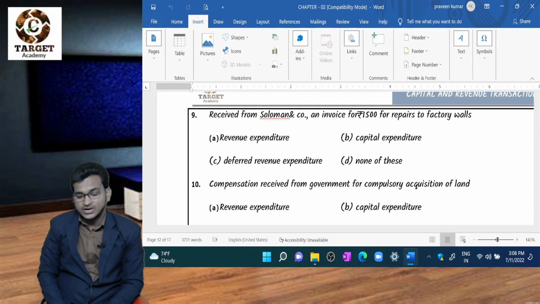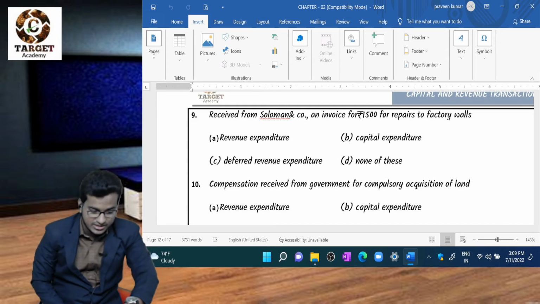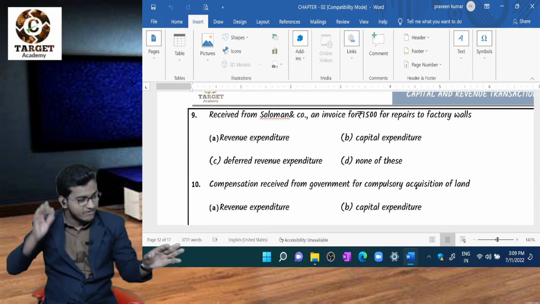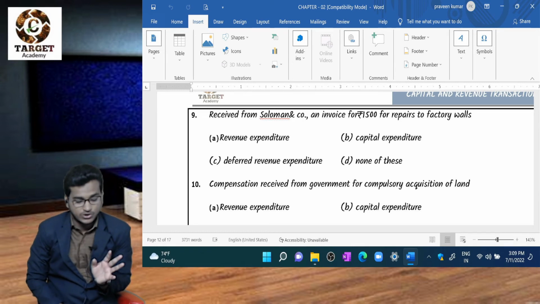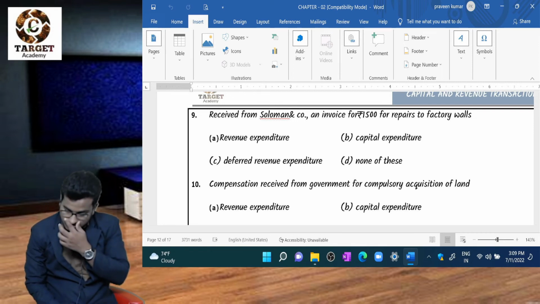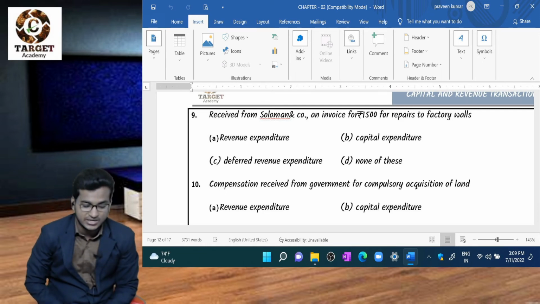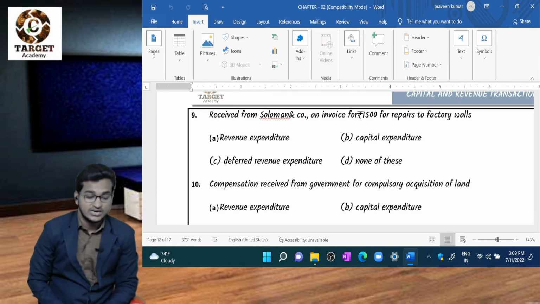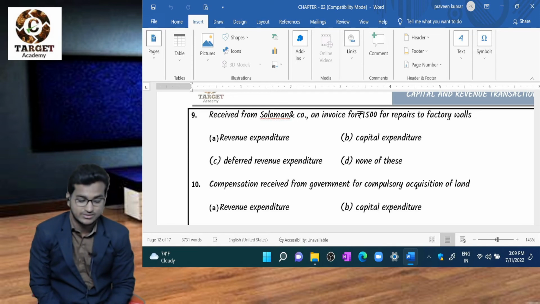Received from Solomon and Co. invoice for 1500 rupees for repairs to factory walls. Important, if my guess is correct, 50% of the students will opt for the wrong answer. You can try on your own. In one of the batches, a student asked me, sir, we are receiving, no sir, so that is receipt, but there is no concept of receipt in the options, so option D none of this, sir.